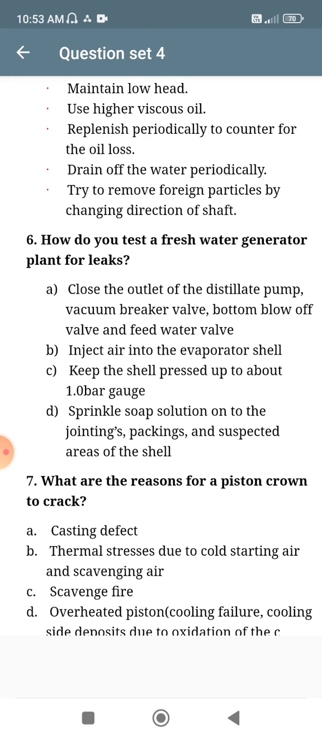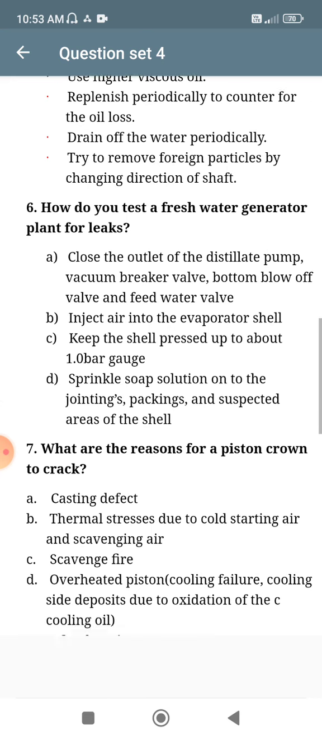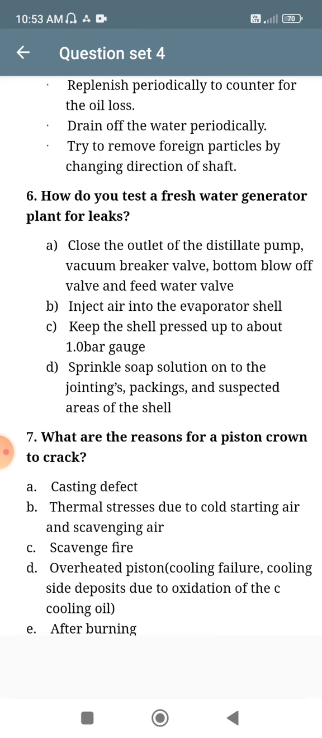Inject air into the evaporator shell, keeping the shell pressure up to about 1 bar gauge. Then sprinkle soap solution onto the jointing, packing and suspended area of the shell.